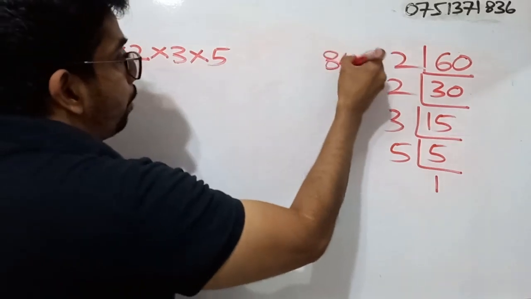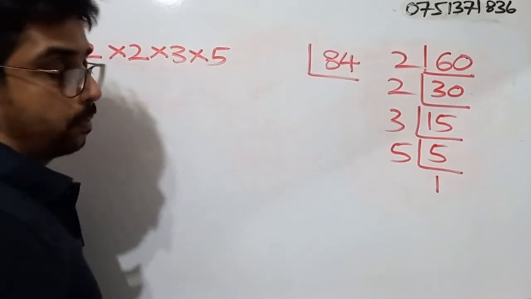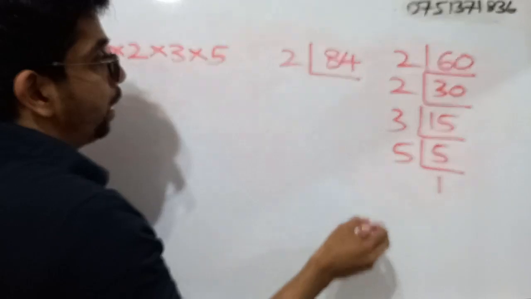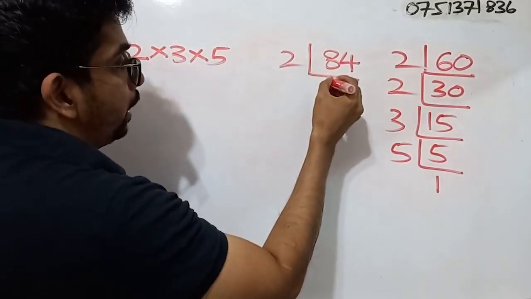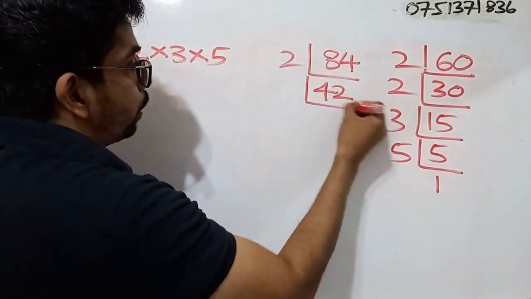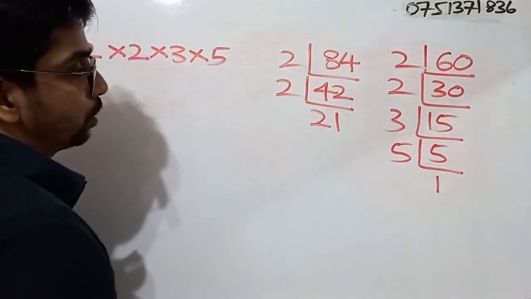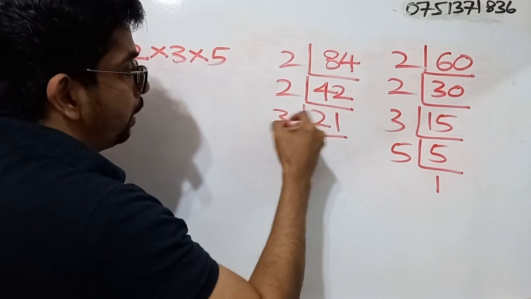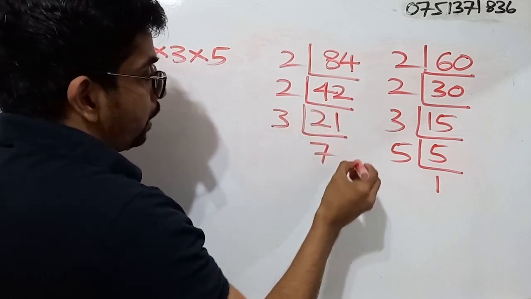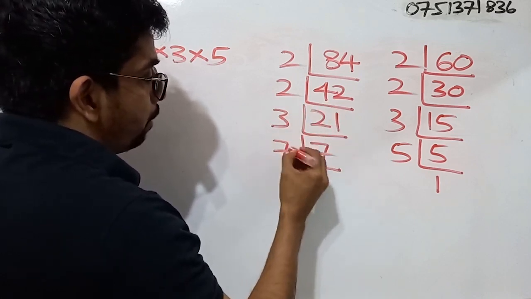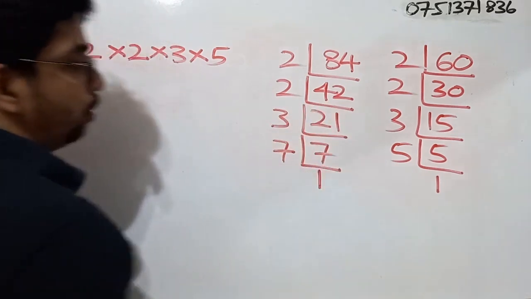Now I am going to take the number 84 and repeat the same process. So 84 I will divide by 2. 84 divided by 2 I will get 42. 42 I will divide by 2. 42 divided by 2 I will get a quotient of 21. 21 I will divide by 3. So I will get a quotient of 7. 7 I will divide by 7. So the quotient will be 1.